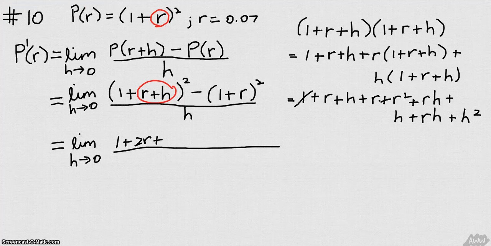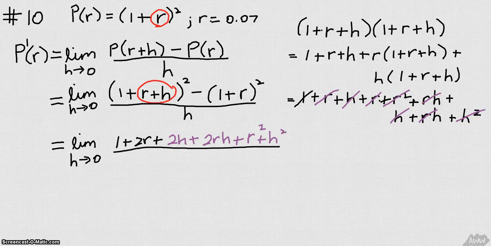Let's see if we can see this a little clearer. The 2 r's are gone. We have 2 h's. So 2h. Then we have 2rh. We have an r squared. And the last term h squared.